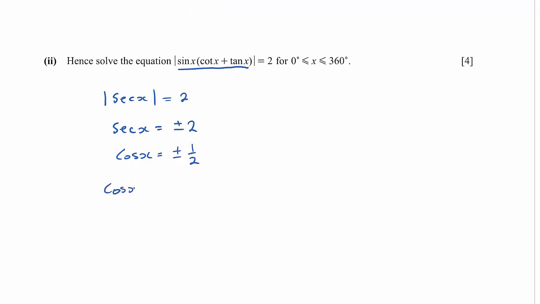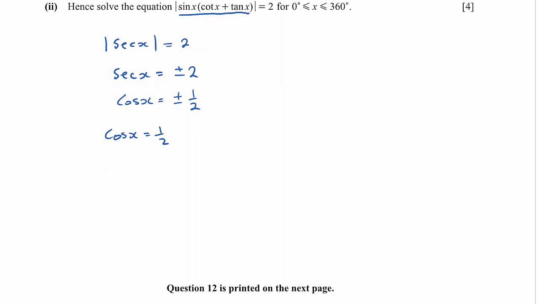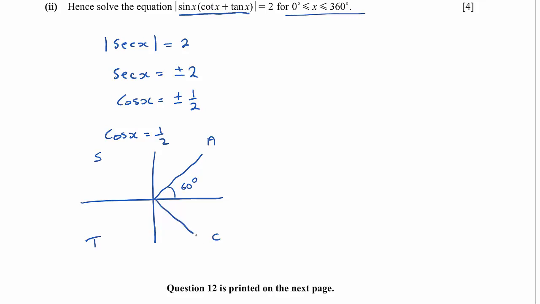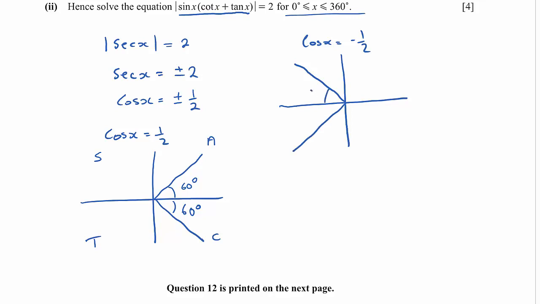So we have cos x equals a half, and we're working in degrees here, but it's a standard angle, we should know that one. Cos x is a half, and so the principal value is here, and it will be 60 degrees, and its partner would be in the fourth quadrant at 60 degrees. And if cos x is equal to negative a half, the principal value would be at 120 degrees, around here, and the partner would be here. So all of these angles are 60 degrees like this.